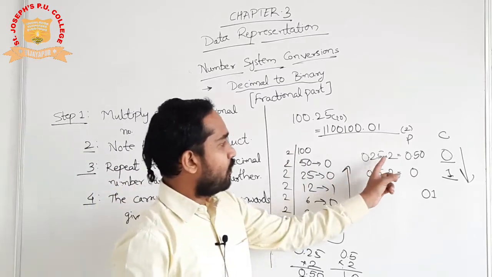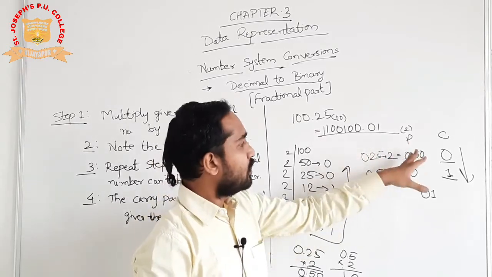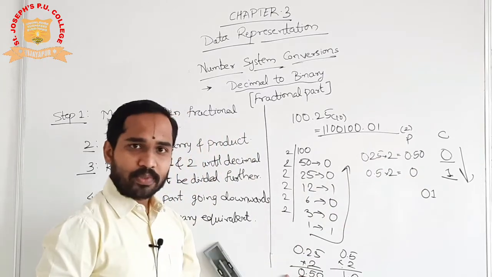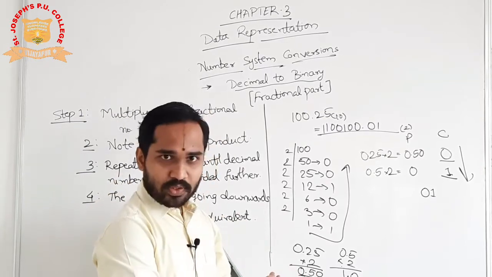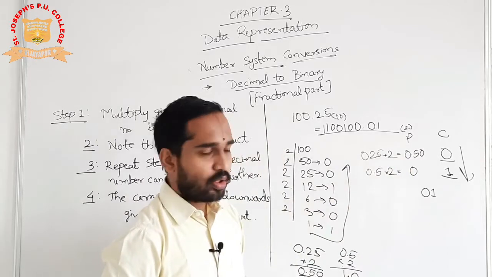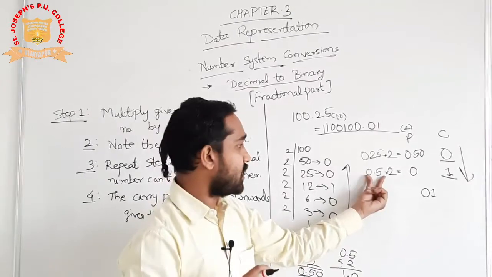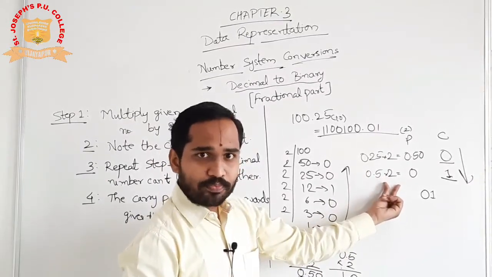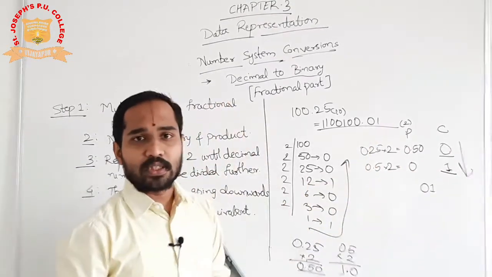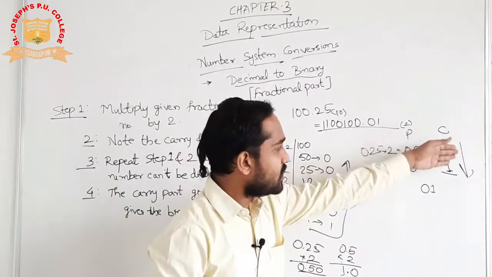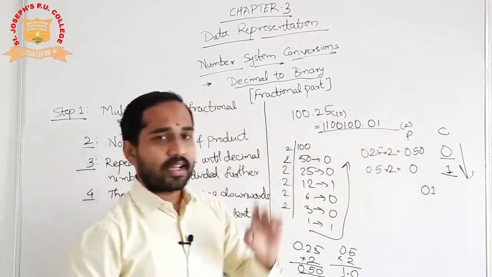What did we do? We first multiply the fractional part, the decimal number, by 2. Then we note down the product and carry. The carry is the left side of the decimal point. The product is at the right side of the decimal point. We note down both. Then we consider only the decimal part of the product, and again multiply it by 2. Then we again note down carry and product until you cannot multiply further. There you stop. And last, you go downwards to get the result. So 0 and 1 I have got and I have written it here.